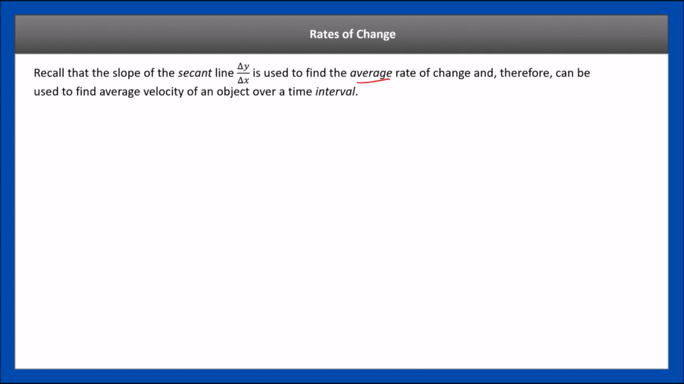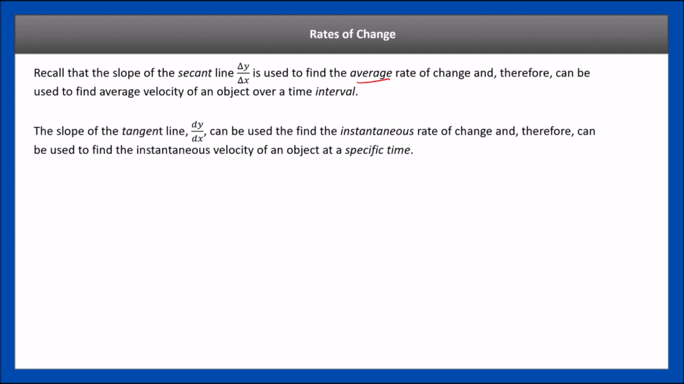So because we're talking about rate of change, this naturally applies to physics when we're talking about velocity, right? So if we're trying to find the average velocity of an object or an instantaneous velocity, naturally this uses the language of calculus, right? So instantaneous speed, instantaneous velocity, derivative, that kind of stuff. So the slope of the tangent line dy dx can be used to find the instantaneous rate of change. So it's used for the instantaneous velocity.